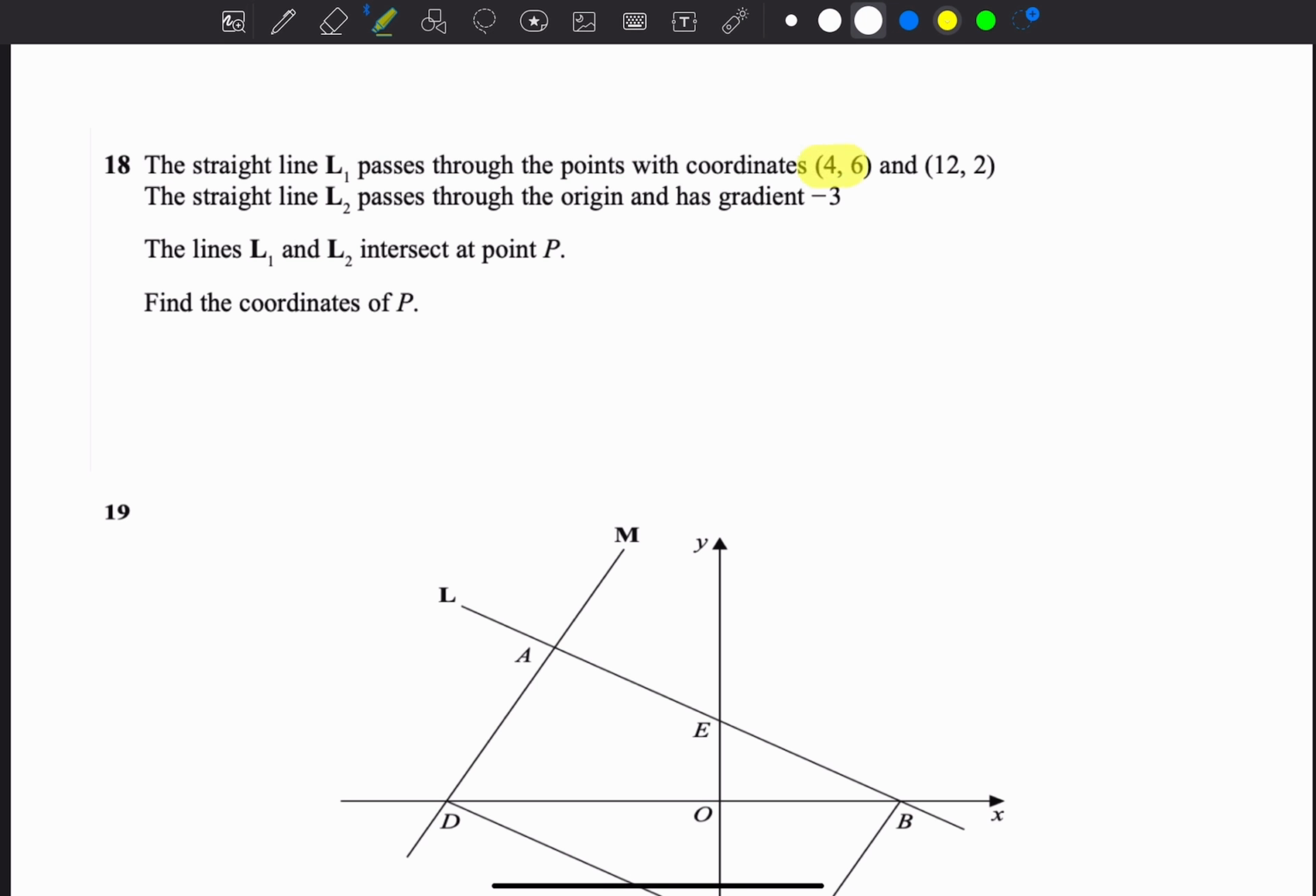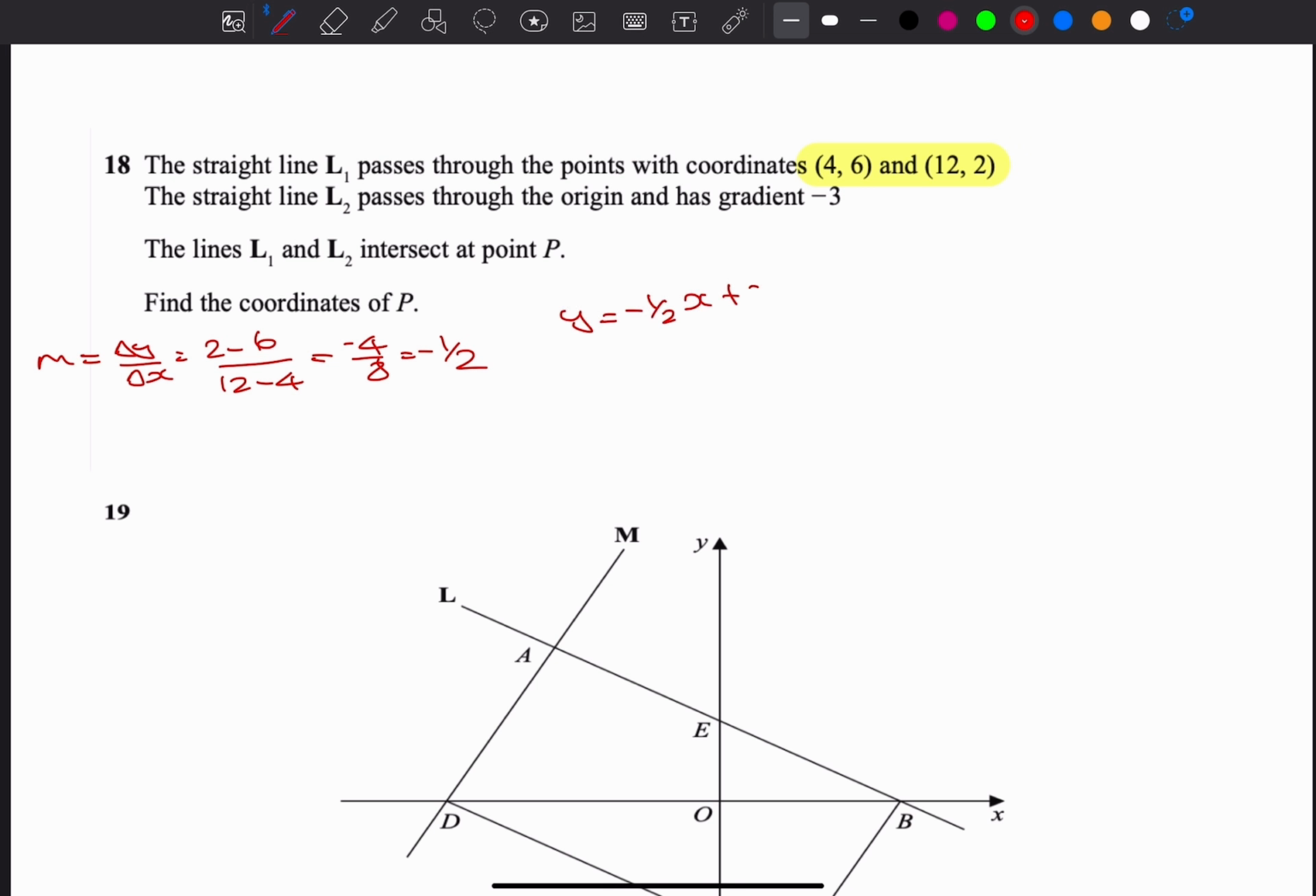Okay, L1. This is the one. So what is the gradient? M is change in y over change in x. It's 2 take away 6 over 12 minus 4, minus 4 over 8, which is minus a half. And you want the equation of that one, so y equals minus a half x plus c. Pick an easy one to substitute. It doesn't really matter which one you substitute. Okay, y is 6 equals minus a half of 4 plus c. 6 equals minus 2 plus c. C is 8. So y equals minus a half x plus 8.